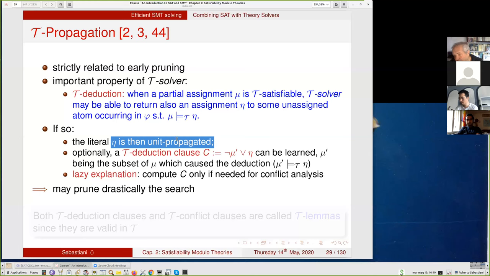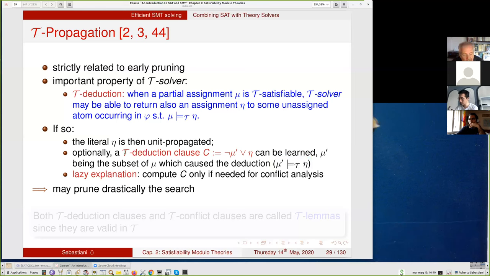And optionally, you can learn the deduction that you have performed in the form of a clause. Remember that if a conjunction of literals entails another literal, you can write this as a clause, right? So if mu prime entails eta, then this can be written as not mu prime or eta, as a clause. Here mu prime is the subset of mu which caused the deduction of eta. This process is called theory propagation, okay?